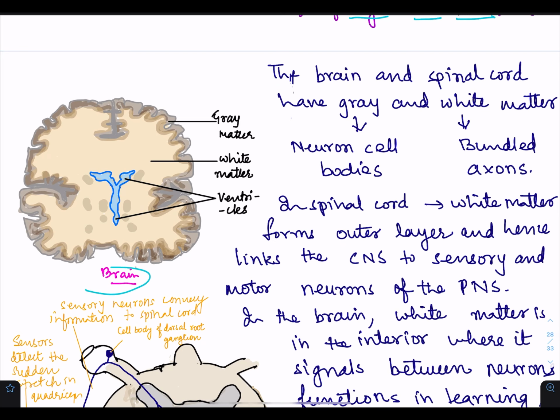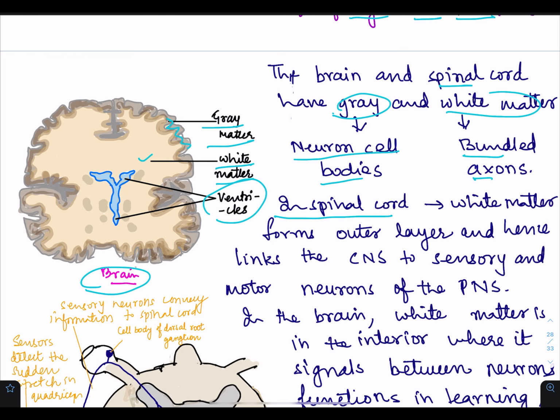Now, this is a section of the human brain. The brain and spinal cord have gray and white matter. We see here in this diagram, this dark part is known as the gray matter, and this light colored part is known as the white matter. The central part is known as the ventricles. So this gray matter contains all the neuron cell bodies, while this white matter contains the bundled axons.